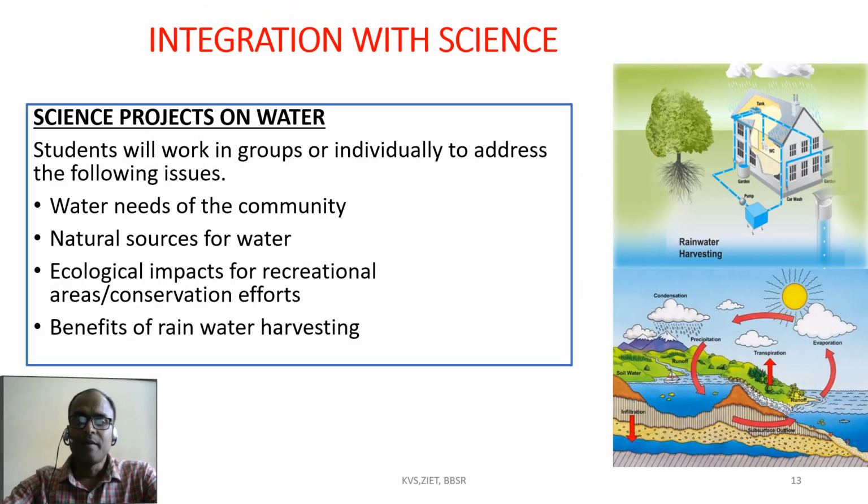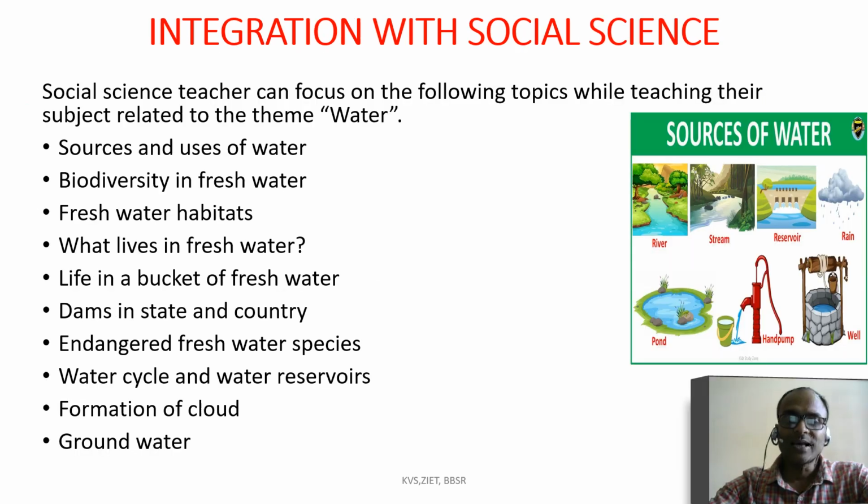The science teacher may assign projects on water where students will work in groups or individually to address issues like water needs of the community, natural sources of water, benefits of rainwater harvesting, etc. The social science teacher may discuss topics like sources of water, uses of water, biodiversity in fresh water, dams in the state and country, water cycle and water reservoirs, etc. while teaching their subjects related to the theme water.